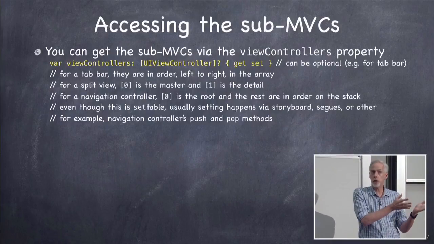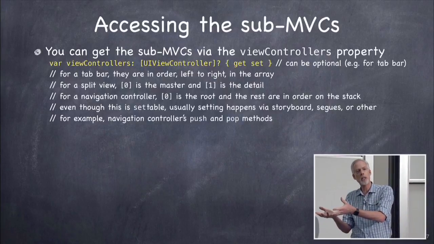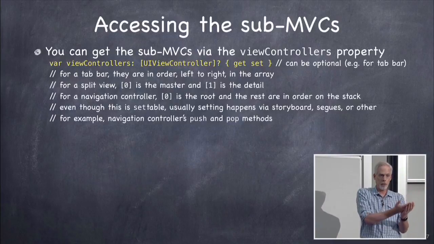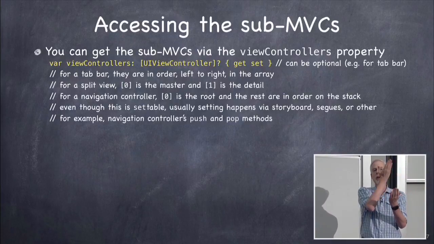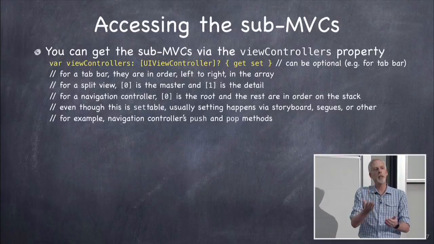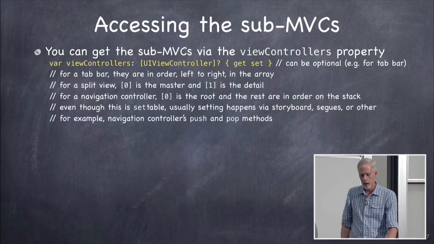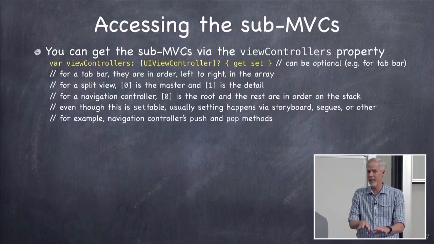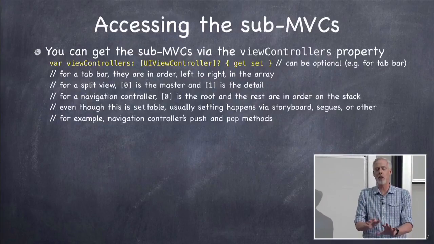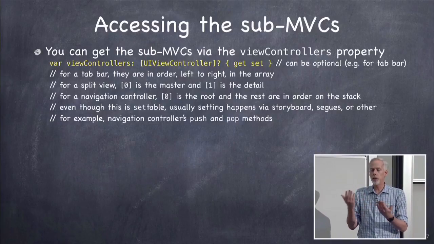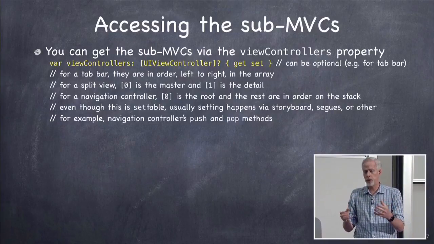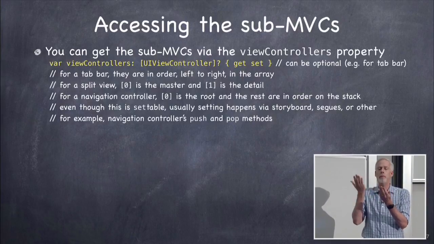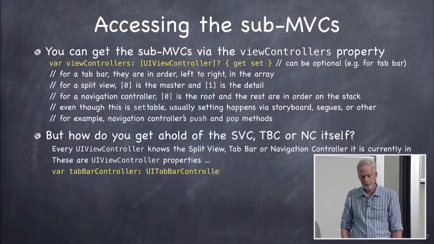Okay, for a split view, 0 is always the master, 1 is always the detail, and there's never any other ones in this array. For navigation controller, 0 is the base card, and 1, 2, 3, 4, etc. are the ones stacked on top in order. Okay, so that's how you can kind of get at them. Now, this is a var. It can be set, but we usually don't set this var. We either use things that we do in our UI, which I'll show you, or even like in navigation controller, there's push and pop methods to push MVCs on and pop them off of the stack.